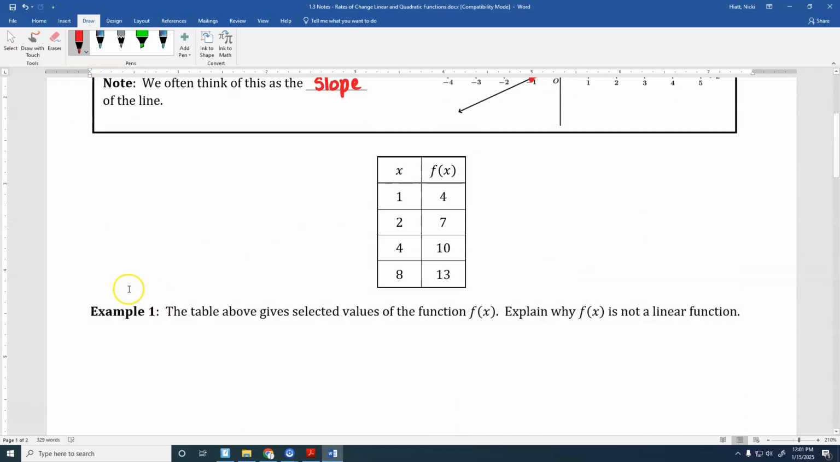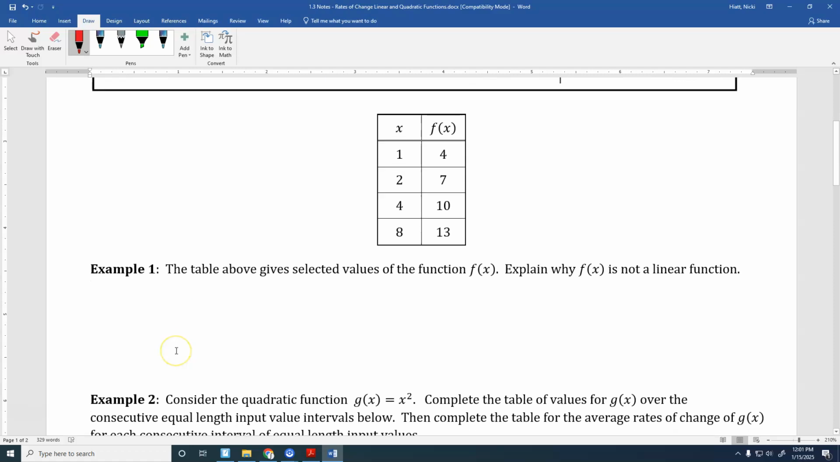So, from a table, it tells us, the table above gives selected values of the function f of x. Explain why f is not linear. Okay, so one option would be to graph this and see if those make a line. But how could we do this without graphing? What do you think? Well, like from 1 to 2 is like 4 and 7, and that doesn't really show. Okay, so a lot of times whenever I have these, they are not increasing at a constant rate, right?